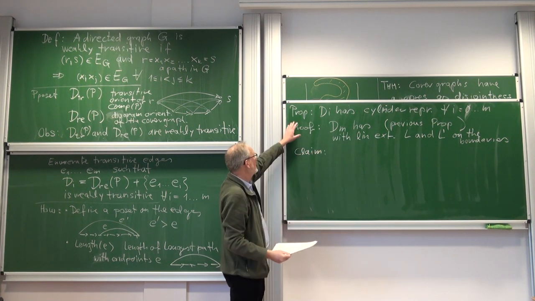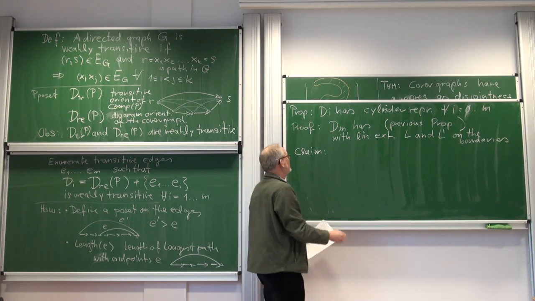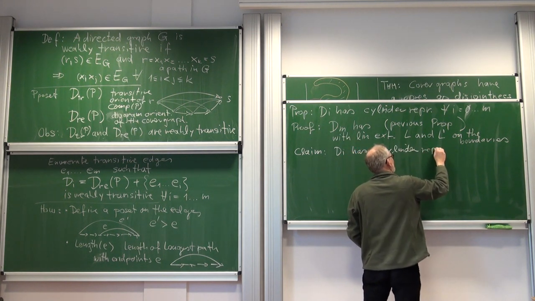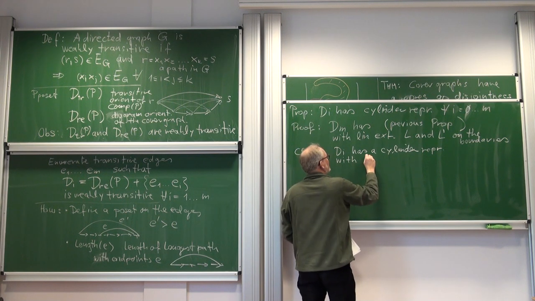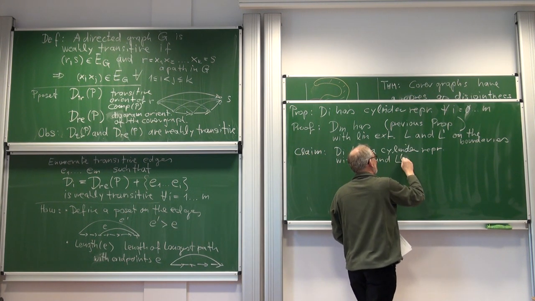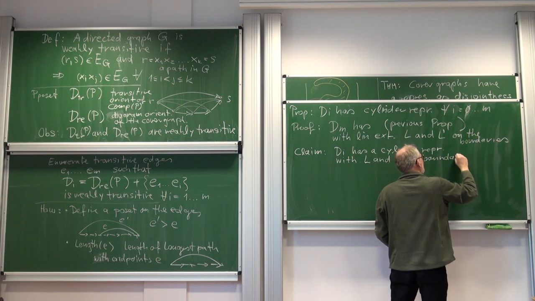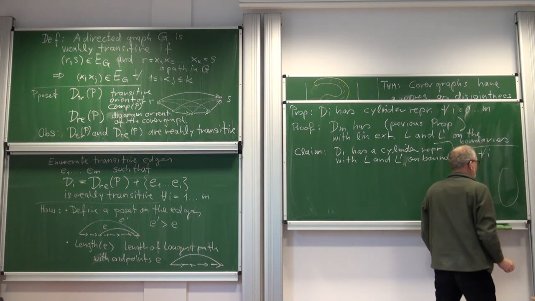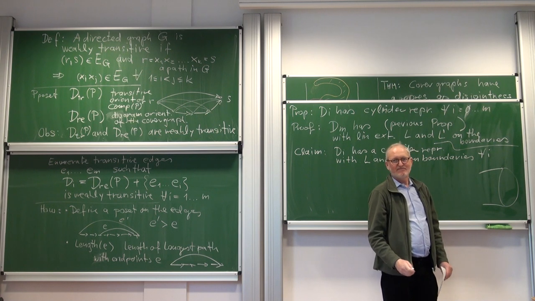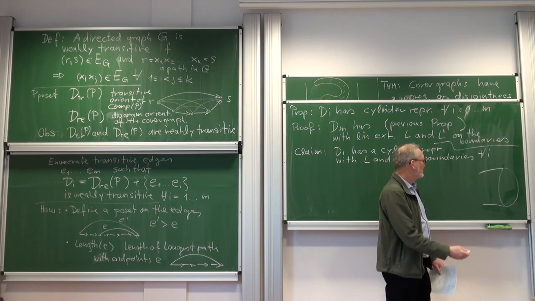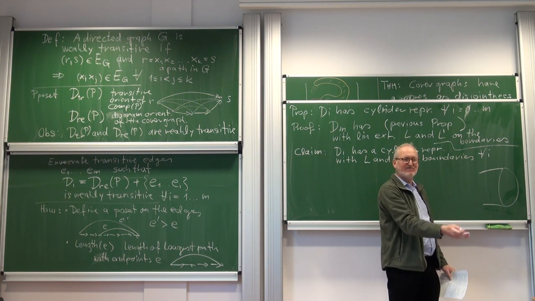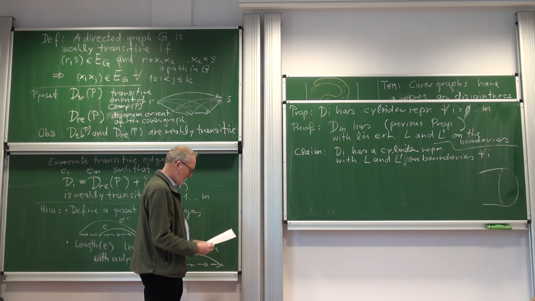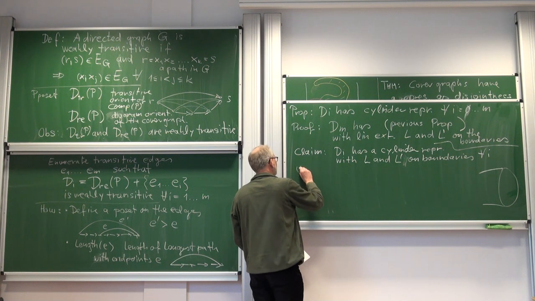Now we make a stronger statement than the proposition. We claim that D_i has a cylinder representation with L and L prime on the boundaries for all i. Now, of course, if you have a boundary of the cylinder, then saying that you have the linear extension there means that you start reading at the right point. You can start reading at a different point, and it will be a different order. But I think this is clean enough.